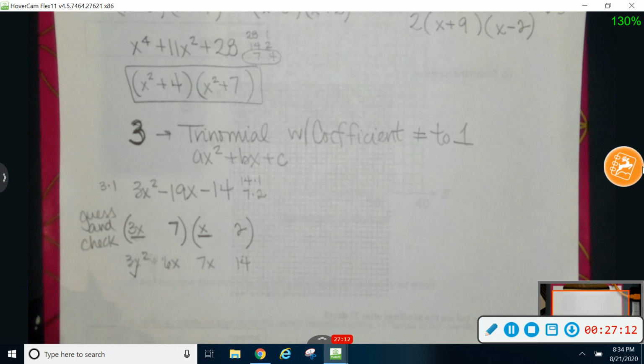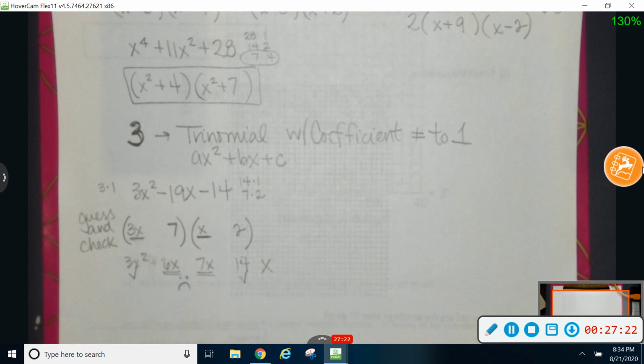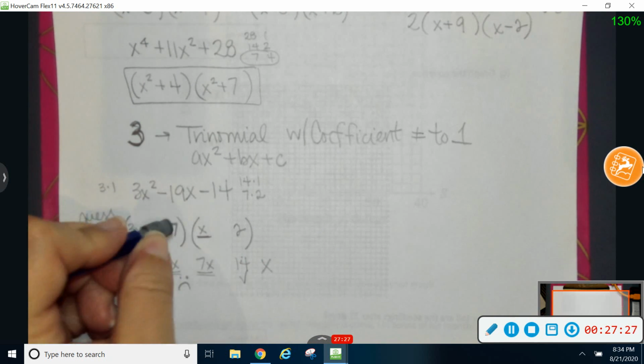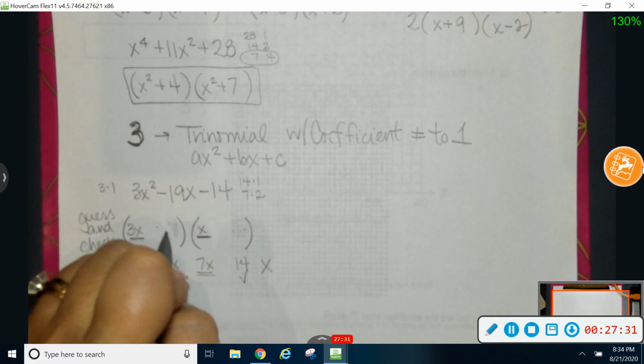Do I have what I need in the front? Yes. Do I have what I need in the back? Yes. But will these two middle terms take me back to 19? No, they won't. So this tells me that those are not in the right order as factors. But before I give up on 7 and 2, let's see if we can rearrange.